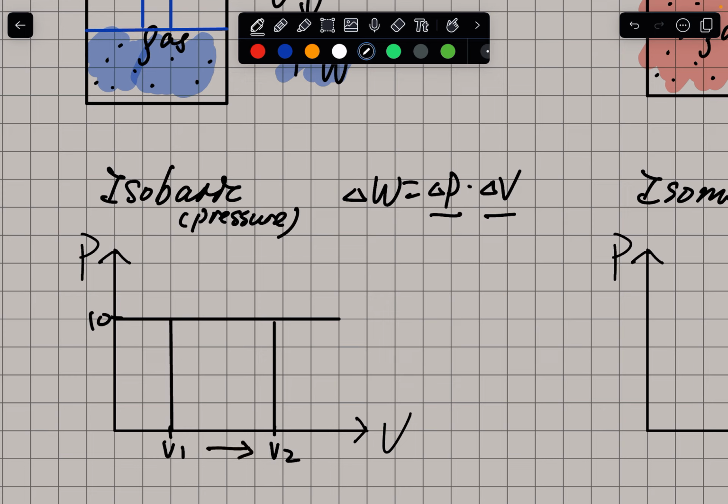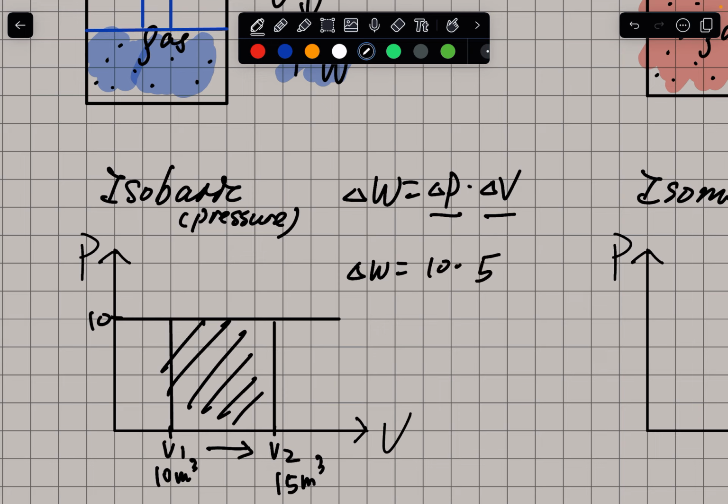So I expanded my volume, and the pressure P is constant. Let's say V1 started from 10 meter cubed to 15 meter cubed. How much work is done is basically the area under the curve, right? That's the most important thing you want to get out of an isobaric diagram, okay? So in this case, delta W is 10 times delta V, which is 15 minus 10, which is 5, and that gives me 50 joule, okay?